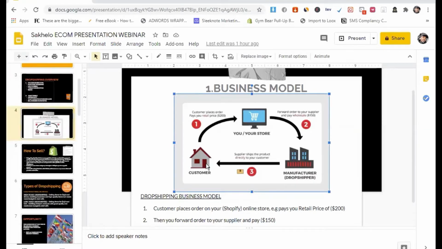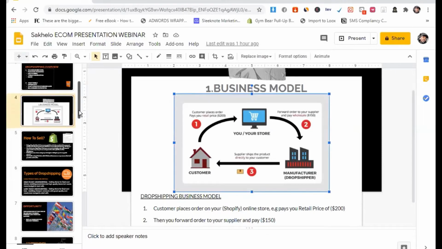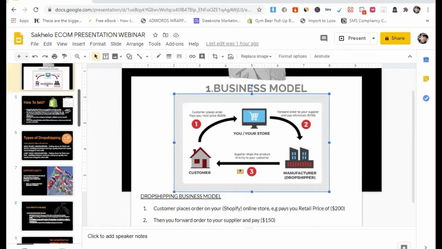Immediately after they've placed the order for the backpack, you forward the order to your supplier, and you get the backpack from your supplier for $150, right? Your supplier can be something like DHgate or AliExpress or any supplier out there, and then you just pay a wholesale price of $150. Please just note that it's a wholesale price.